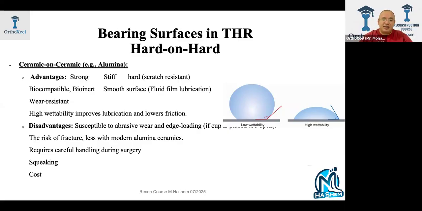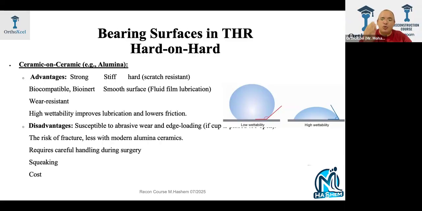The second advantage is it's biocompatible, so it doesn't initiate any immunological reaction. It's bioinert, it doesn't induce any biological reaction, it doesn't cause metallosis or infection or immune reaction. It has a very smooth surface, and because of the smooth surface, we go back to the lubrication. It allows fluid film lubrication. There are much fewer asperities in the ceramic surface, so the fluid film lubrication gives better lubrication, less friction torque, more longevity of the stem.